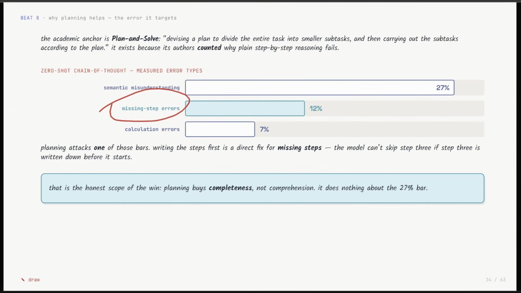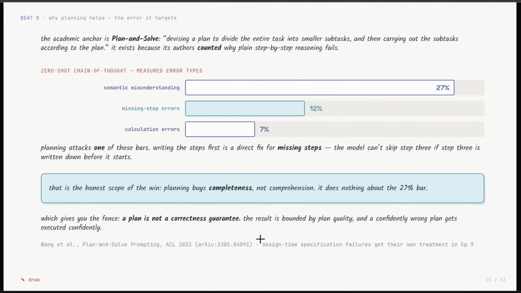Your planning does not do anything about these 27% or 7%, which is a big issue for us. Because what happens mostly is that the plan is not a correctness guarantee. Your result is bounded by the quality of the plan. And the confidently wrong plan gets executed confidently, at speed, by a cheap model that has no idea what it's doing.